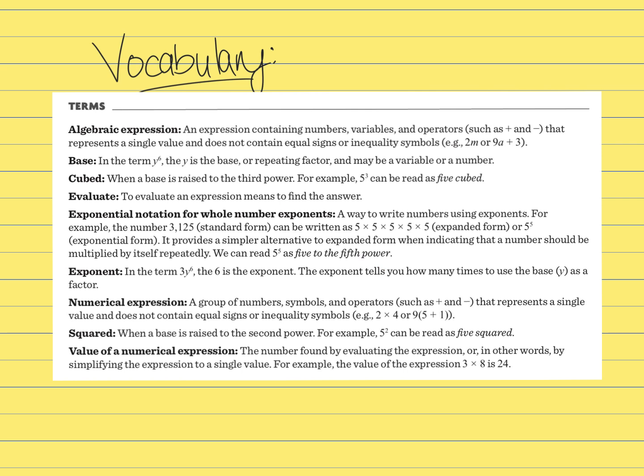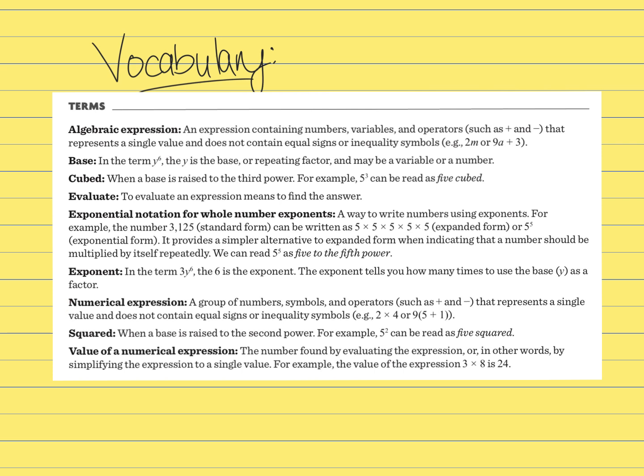All right, exponents. So in the term 3y to the 6th power, that 6 is the exponent. When we write exponents, we have to make sure that the exponent is smaller than our numbers or variables, and it is up above them, okay? The exponent tells you how many times to use the base, which in this case is y, as a factor, which means that we're going to multiply y by itself 6 times.